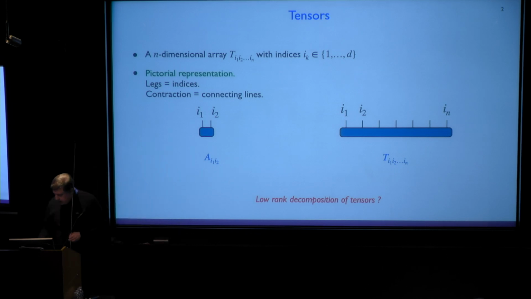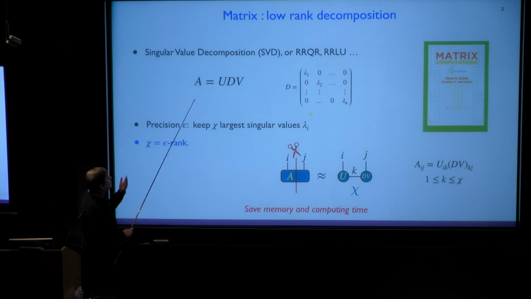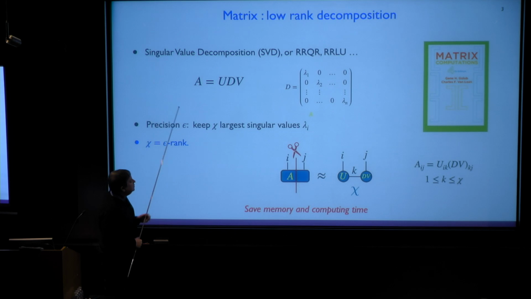The question I'm going to ask today is, how am I going to find low-rank decompositions of such tensors? Just a reminder, there are a lot of very useful low-rank decompositions for matrices: SVD, singular value decomposition, QR, rank-revealing QR, rank-revealing LU.